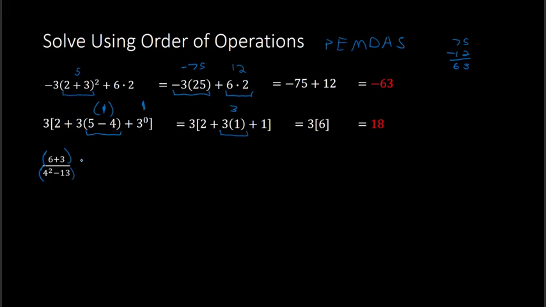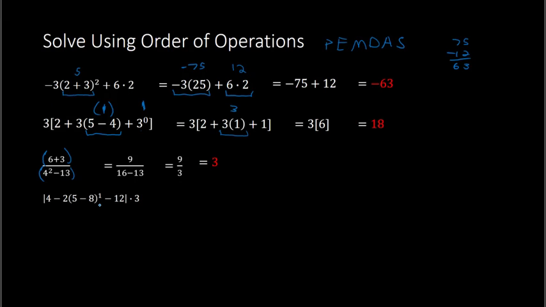So 6 plus 3 on the top, that would give me 9. On the bottom, we do the exponent first. So 4 squared is 4 times 4, which is 16. And then we subtract 16 minus 13 to get 3. So I have 9 over 3, which would equal 3, because 9 divided by 3 is 3.